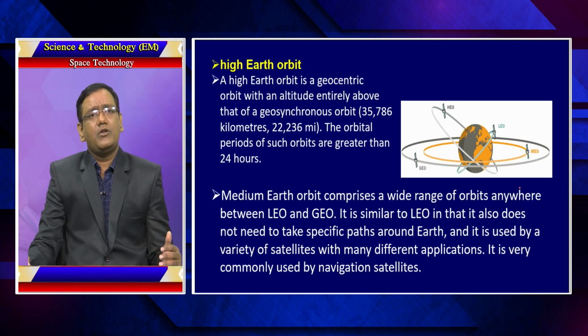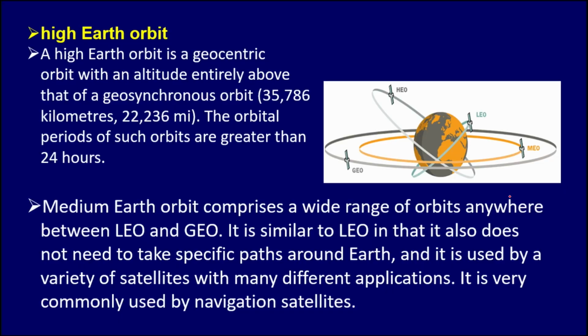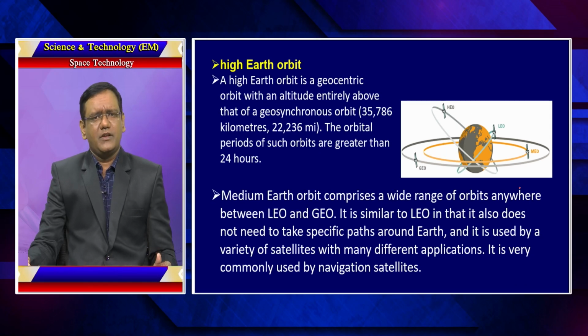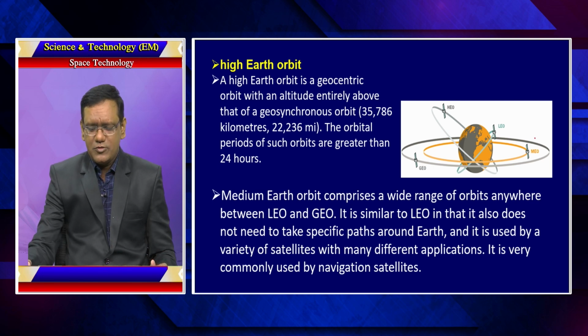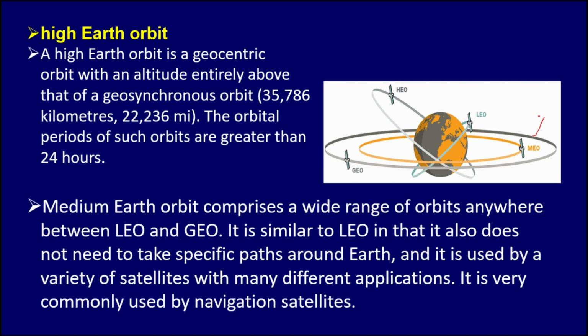Now let us talk about high Earth orbit. A high Earth orbit is a geocentric orbit with an altitude entirely above that of a geosynchronous orbit, that is 35,786 kilometers. So any satellite above this 35,786 is called high Earth orbit. The orbital periods of such orbits are greater than 24 hours.